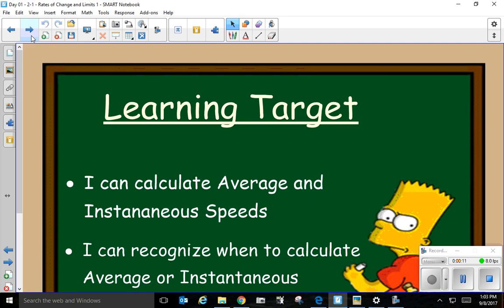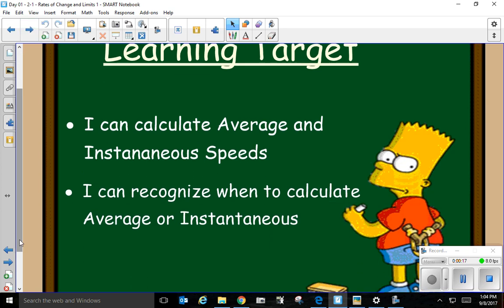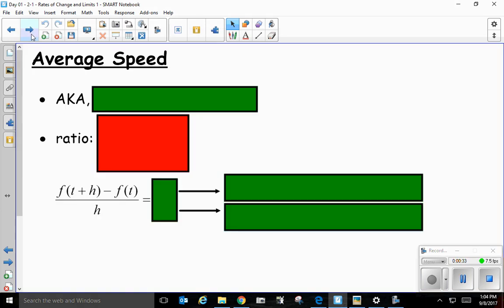Learning targets today. I can calculate average and instantaneous speeds. I can recognize when to calculate average or instantaneous speeds. So it doesn't do you any good knowing how to calculate them if you don't know if that's what they're asking for. All right? So let's take a look and let's start.